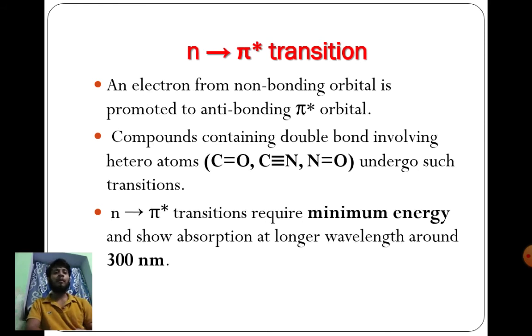Now the fourth type is the n to pi star transition, in which an electron from a non-bonding orbital is promoted to an anti-bonding pi orbital. Compounds containing functional groups such as cyanides, nitro and carbonyl groups undergo this kind of transition. It requires minimum energy and has a lambda max at 300 nanometer. As we can see here, the energy is inversely proportional to the wavelength. The lower the energy, the greater the lambda will be.